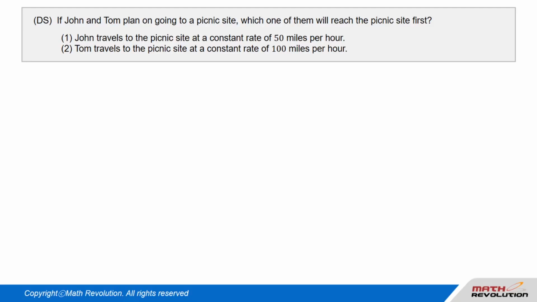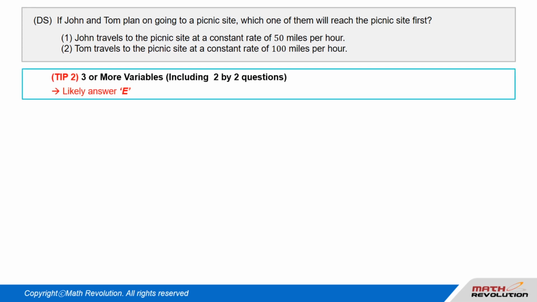Question 3. DS. If John and Tom plan on going to a picnic site, which one of them will reach the picnic site first? Condition 1. John travels to the picnic site at a constant rate of 50 miles per hour. Condition 2. Tom travels to the picnic site at a constant rate of 100 miles per hour.